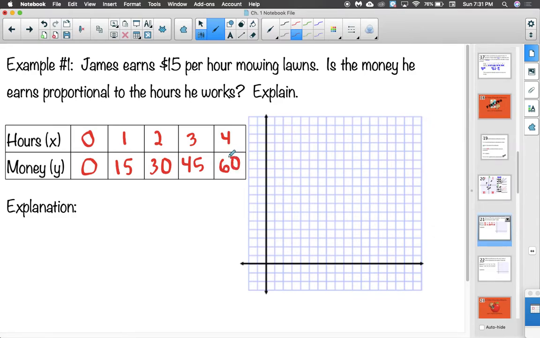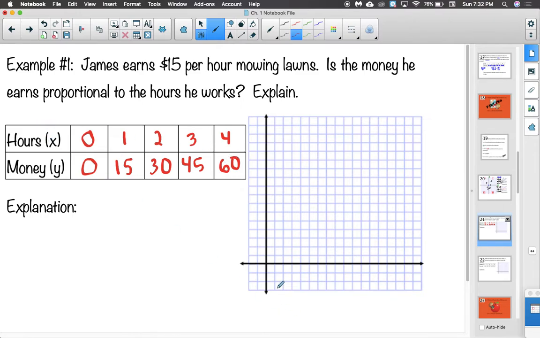So what we want to do is check to see if this relationship produces a proportional graph. The first thing we need to know is we could go ahead and do all the unit rates for this table, and we could find out that it's proportional that way. But this is a different method we're trying to test out here, the graphing method.